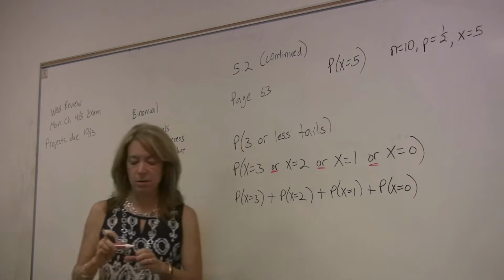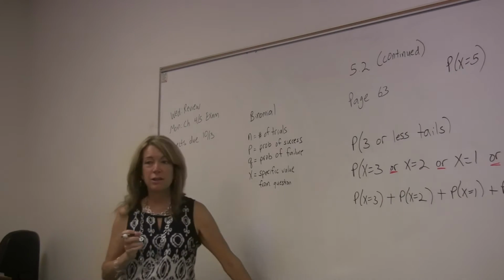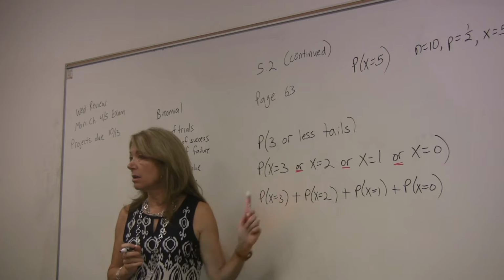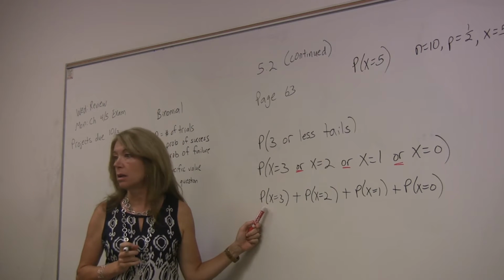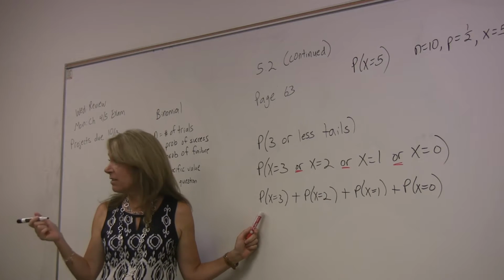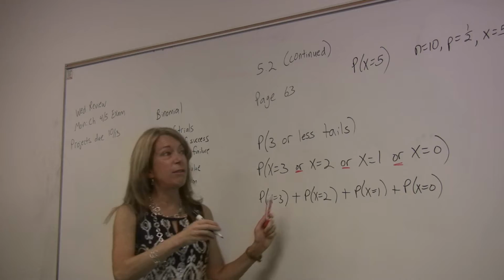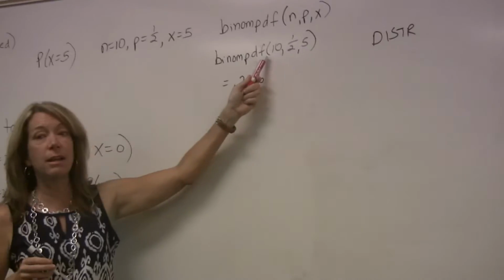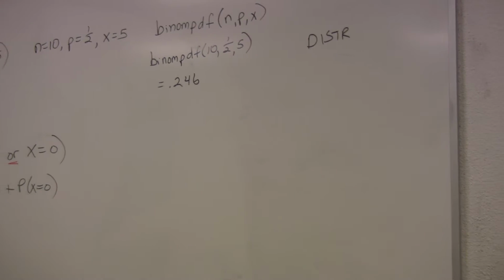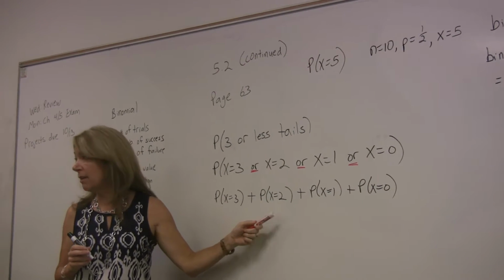We can do all those. What would I have to do for each one of these? Like just this one. Binomial PDF, but change the x to a 3 instead of the 5 that we used earlier. So it'd be binomial PDF, it'd look a lot like this one, except it would be 10, 1/2, and 3. And then we would have to do binomial PDF again with 10, 1/2, and 2.